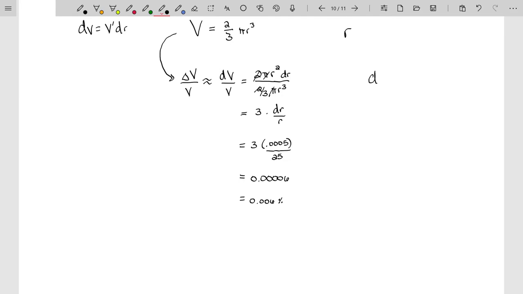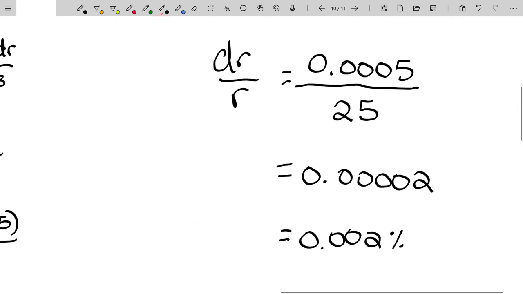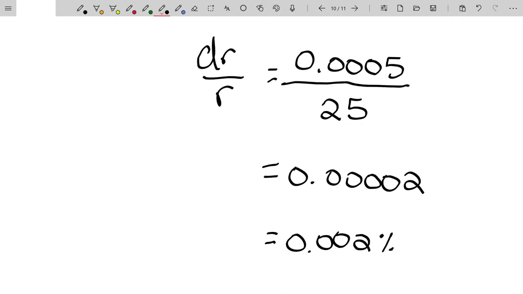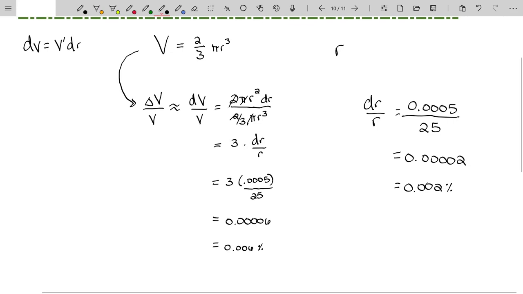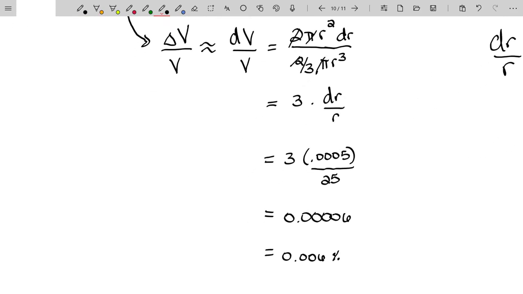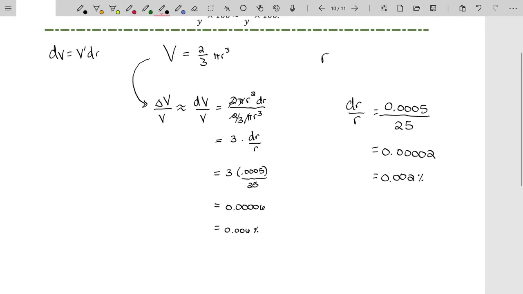The percentage change in our radius, on the other hand, dr over r, that was 0.0005 over 25, and that computes out to be that much right there, which is, as a percent, about 2/1000ths of a percent. So again, this is how much percentage-wise relative change in our radius, and that relative change in our radius created this type of relative change in our volume, a 0.006% change in our volume. Not a huge change in the volume, actually.